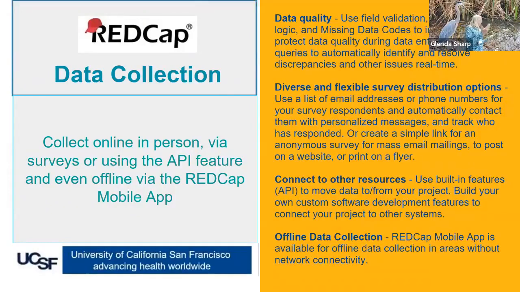Now, anonymous surveys, you don't track who's been responding. You can create a simple link for an anonymous survey for mass email mailings, to post on a website or print on a flyer. During COVID, we've discovered that posting your link to your anonymous survey on the web and offering a $5 card is not a good idea, and so there have to be security features for any survey links.